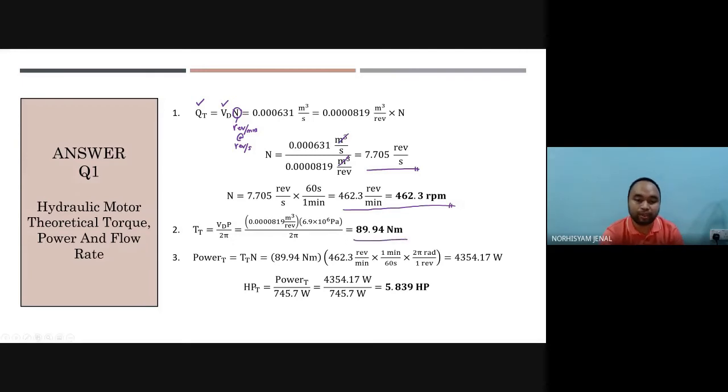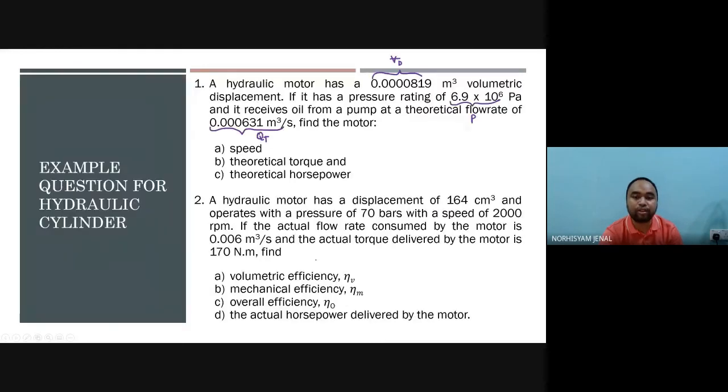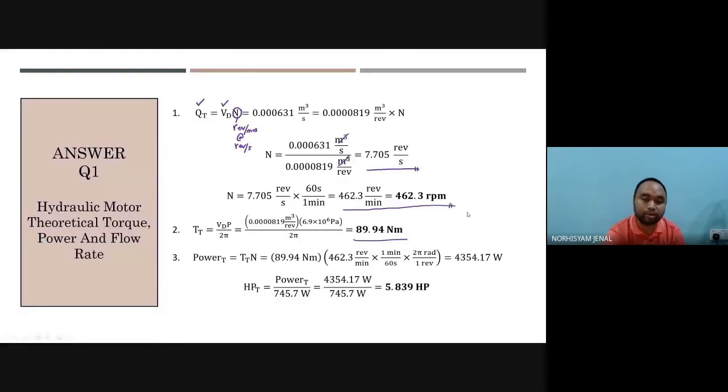And then they ask about theoretical horsepower. So first we find power first, PT. So theoretical torque times N. When they say theoretical power, it is TTN. If they say actual power, it is TAN. So just change between theoretical or actual. Okay, so this number 89.94 multiplied by 462.3 revolution per minute.